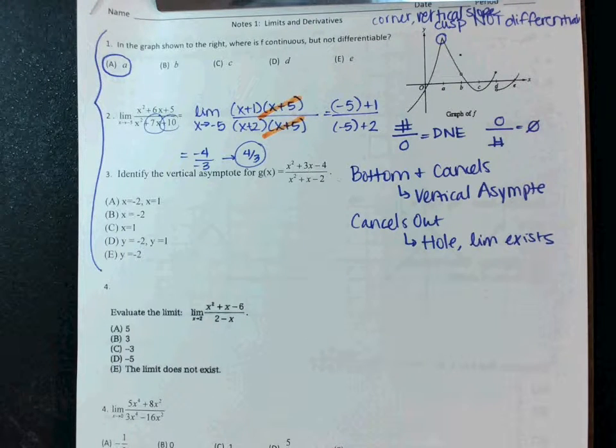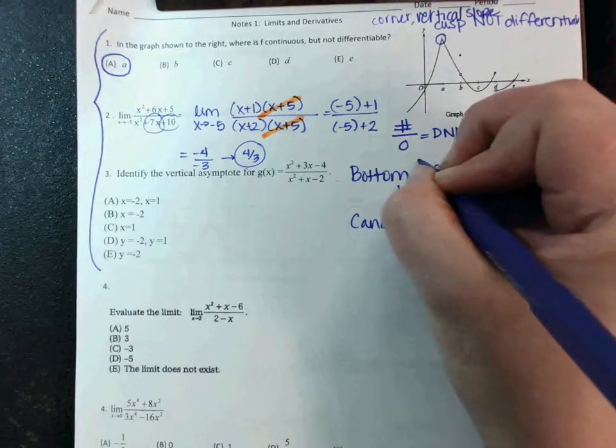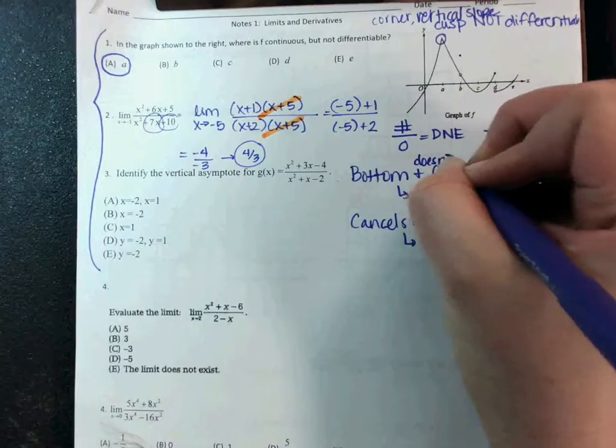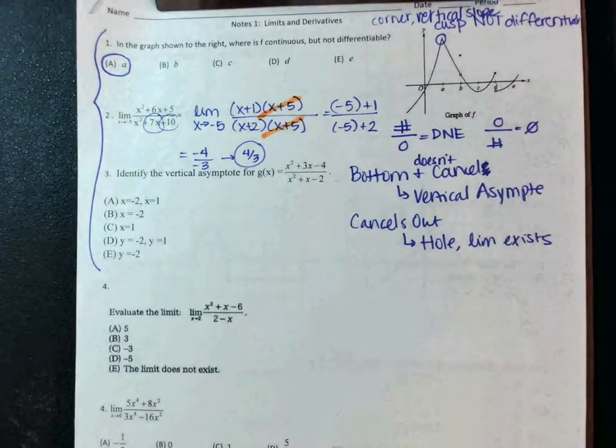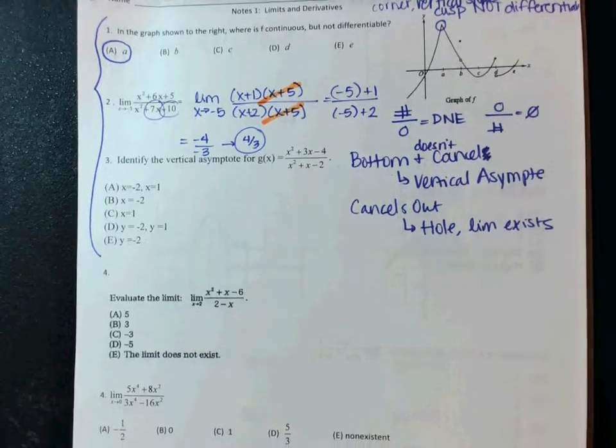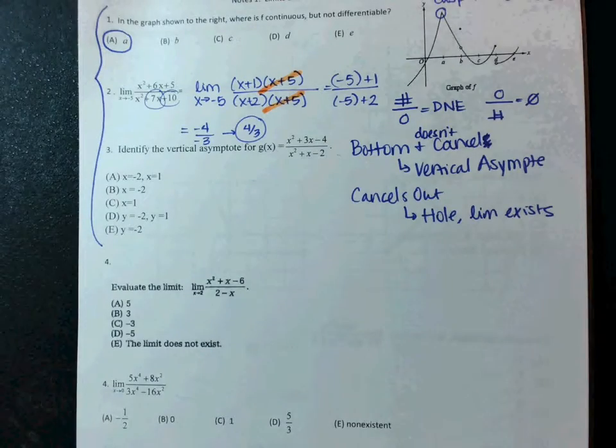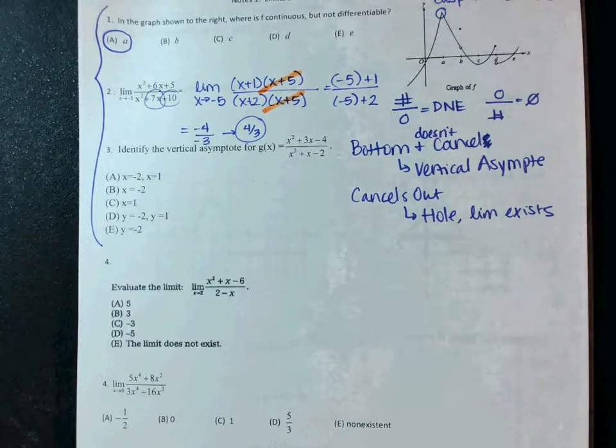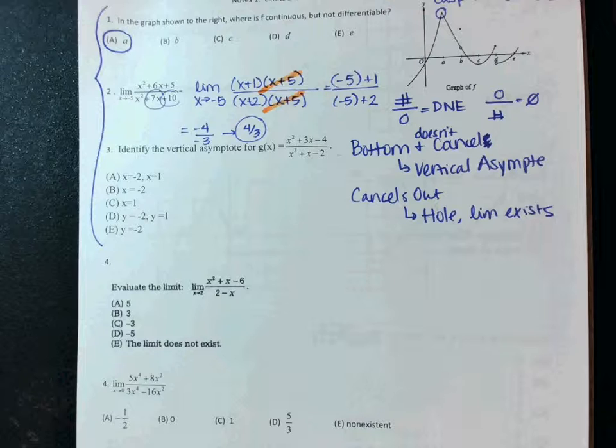Why is it like bottom and cancels if the x plus 2 didn't cancel? So it has to be on the... oh, and it doesn't. Thank you. Doesn't cancel. Thank you for fixing that. So if it's on the bottom and it doesn't cancel, it's an asymptote. And if it's on both and it cancels, it's a hole. We're reviewing. Okay, next one.